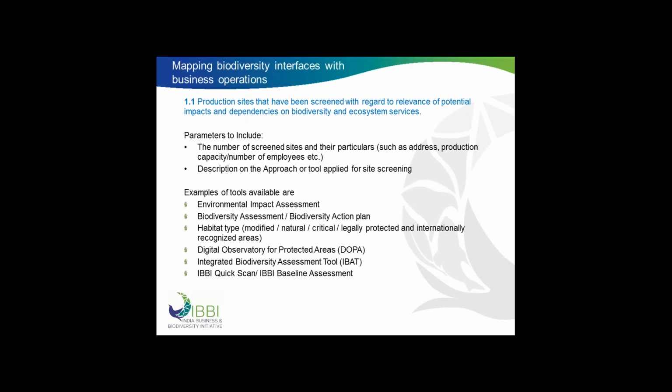In this indicator, the company is required to disclose on preliminary screening done on project sites, screening to identify the biodiversity impacts and dependencies that are most important for a project site. The disclosure can be done on the number of sites where such screening has been conducted. The particulars should include location of such sites, production capacity, number of employees, and the approach or tools used to screen the sites for their impact and dependencies on biodiversity.